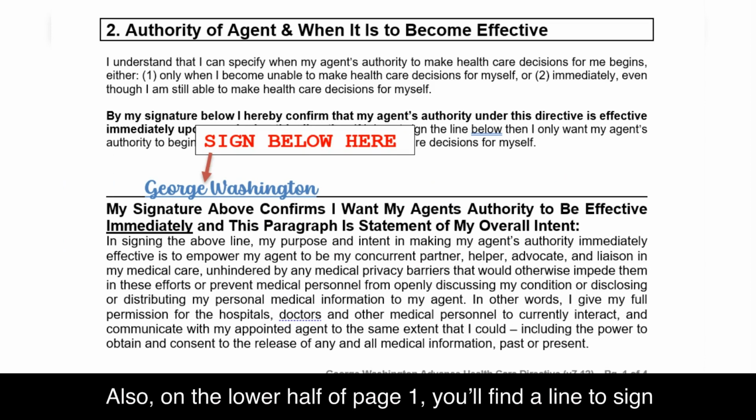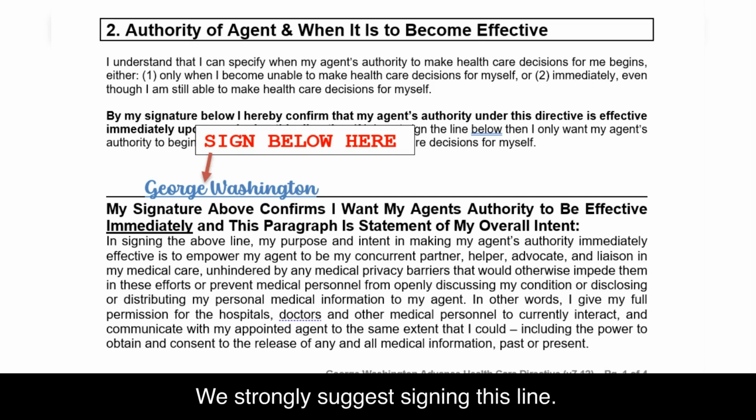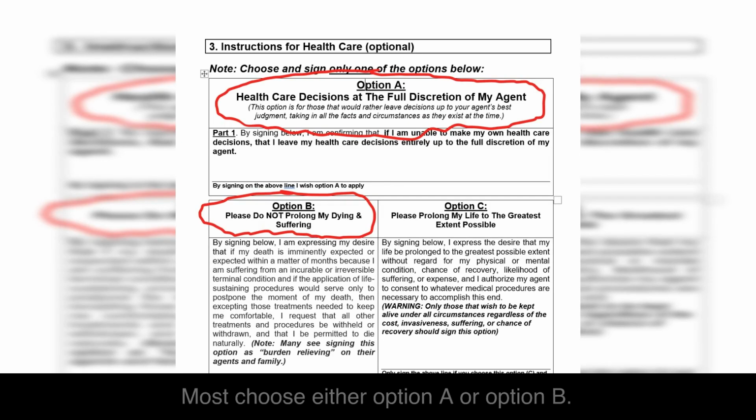Also, on the lower half of page 1, you'll find a line to sign confirming that your agent's authority starts now. We strongly suggest signing this line. Turning to page 3, please sign one and only one of the available options. Most choose either option A or option B.